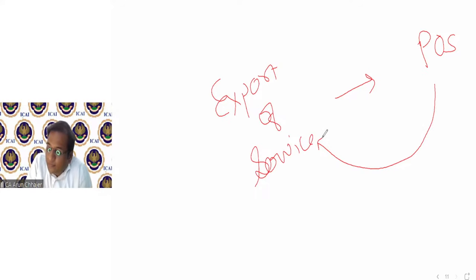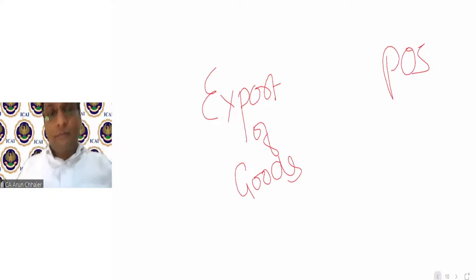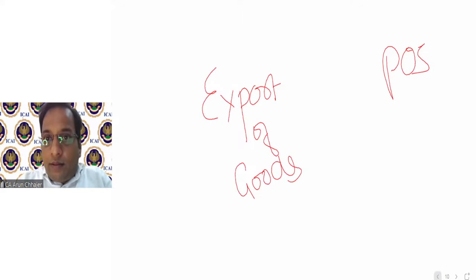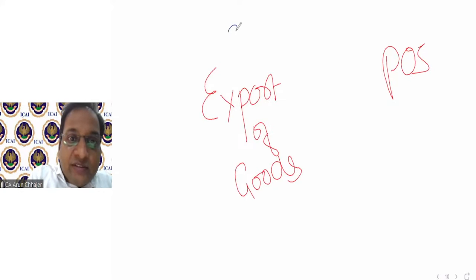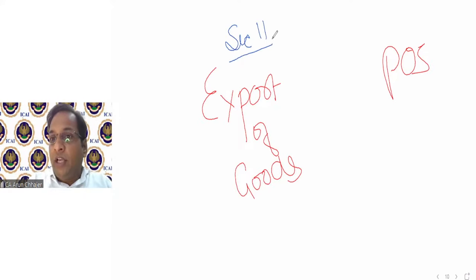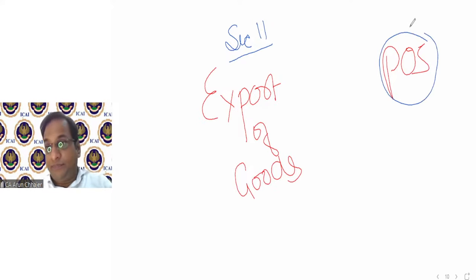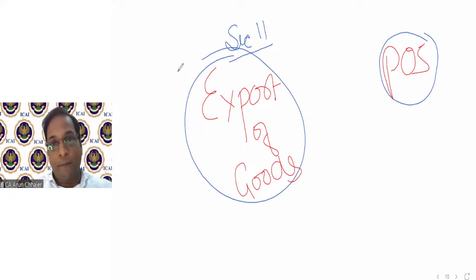Section 11 says, when will I use Section 11? If it is an export of goods or import of goods. Section 11 says that please use this provision to determine the POS in case of the export of goods or import of goods.